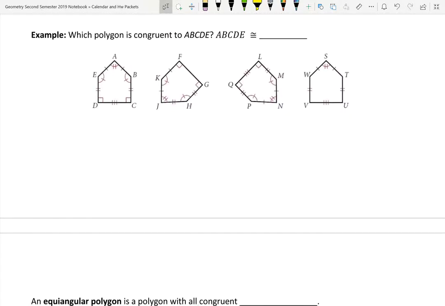Okay, let's go ahead and do some practice. Here we have our polygon. Which one is it congruent to? 1, 2, or 3? And then make sure you write it out in the correct order.